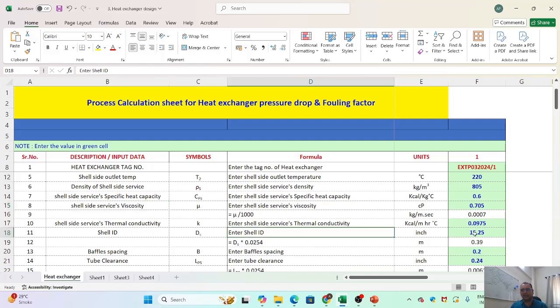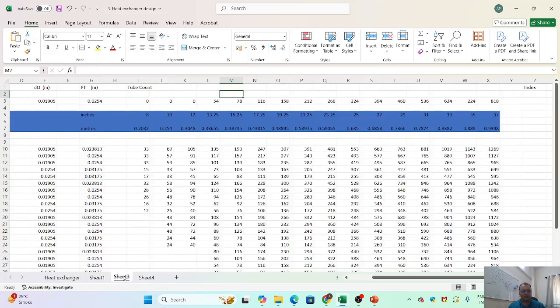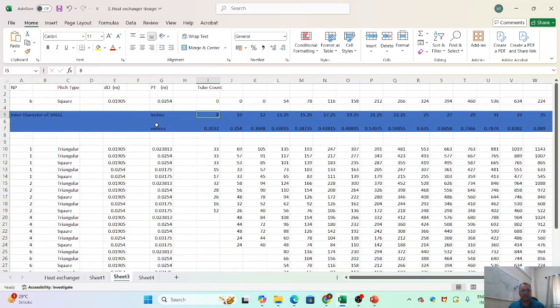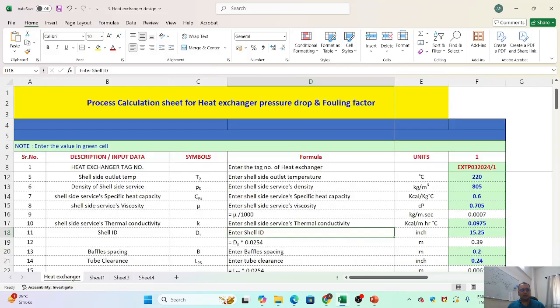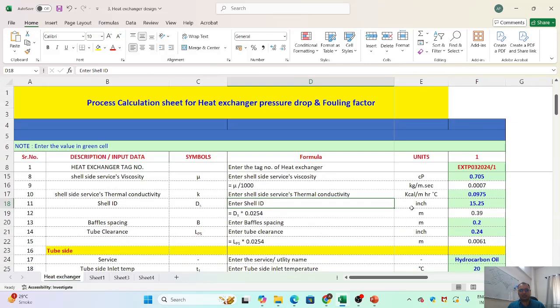Now there are certain standard diameters. So for that, I have given a sheet, that is sheet number 3. So you can see in the blue, there are certain diameters which are given. These are shell inner diameters of shell, 8 inches, 10 inches, 12, 13.25, 15.25 and so on. So you'll have to select accordingly. Let me go back to where we started. Yeah. So say now you enter 15.25.